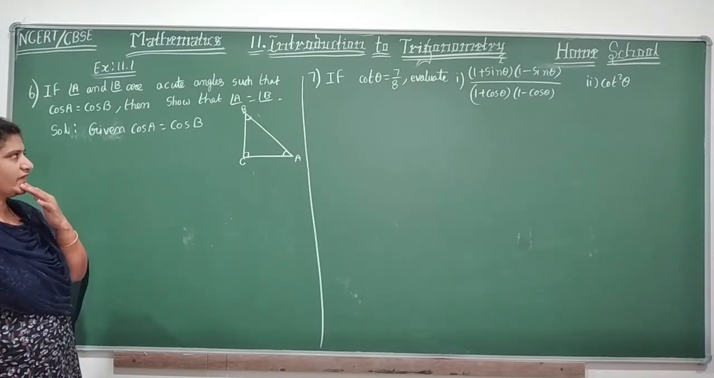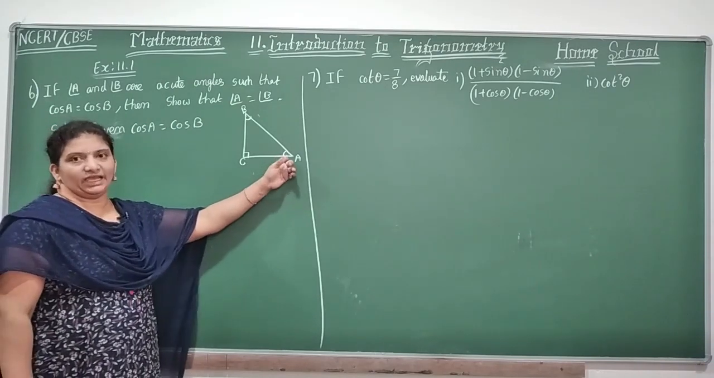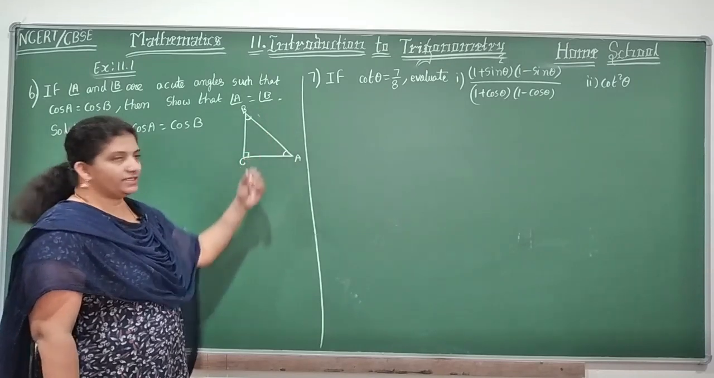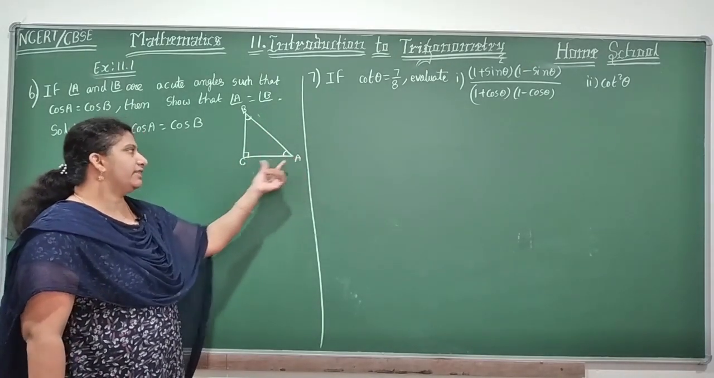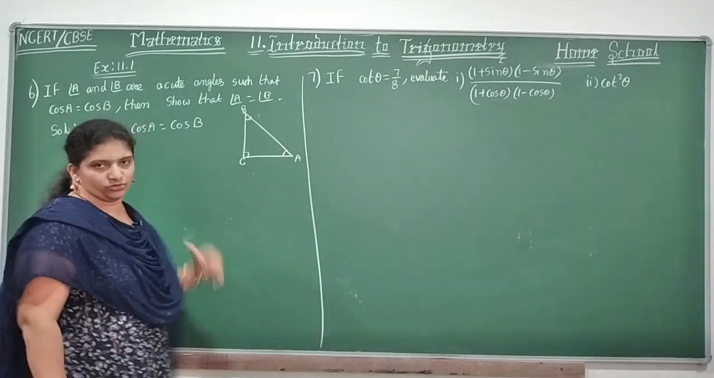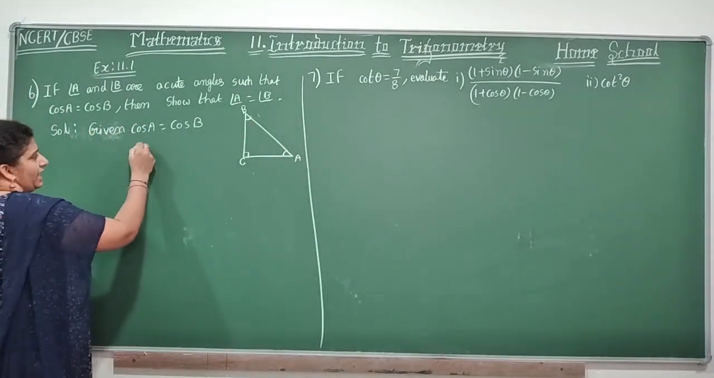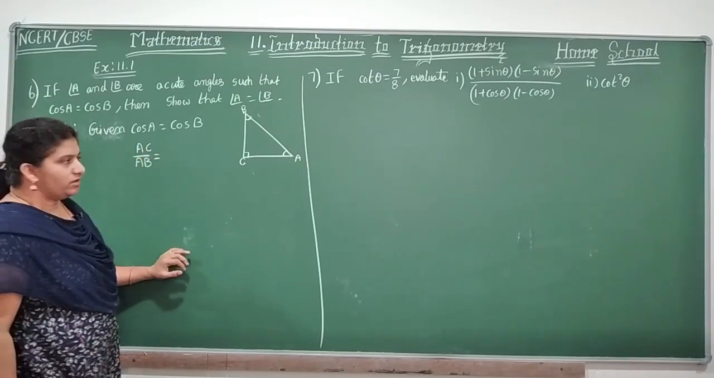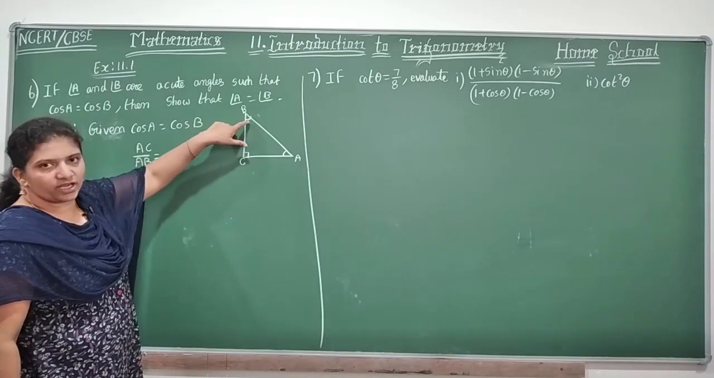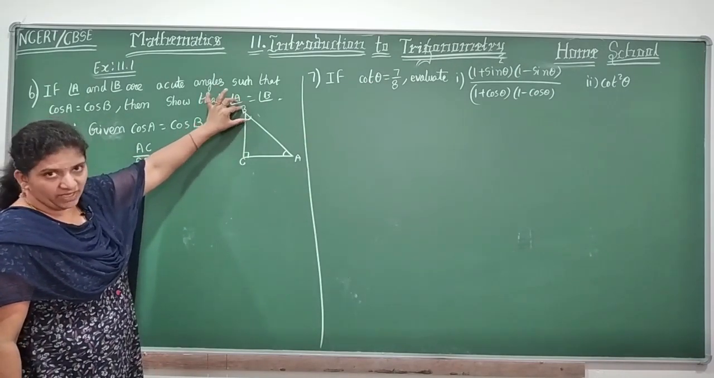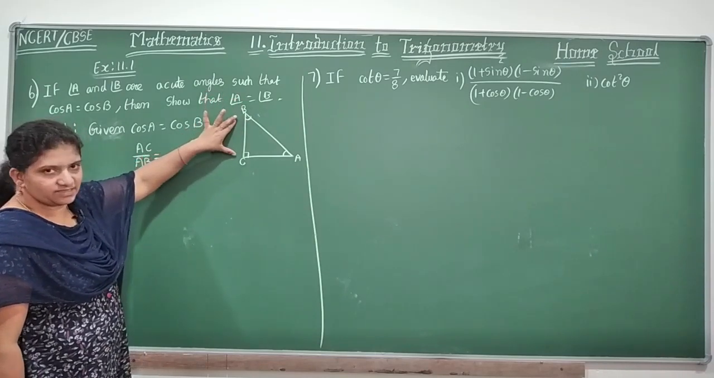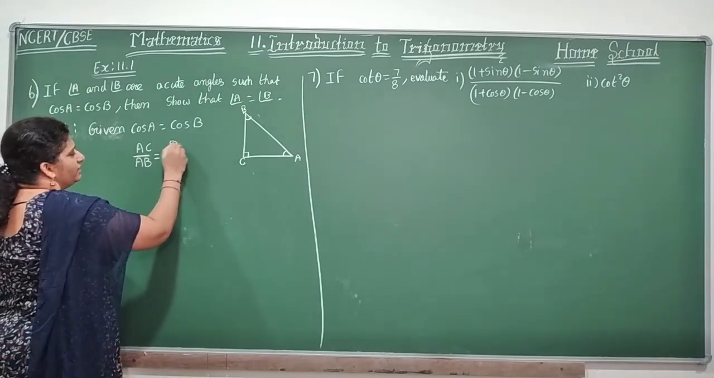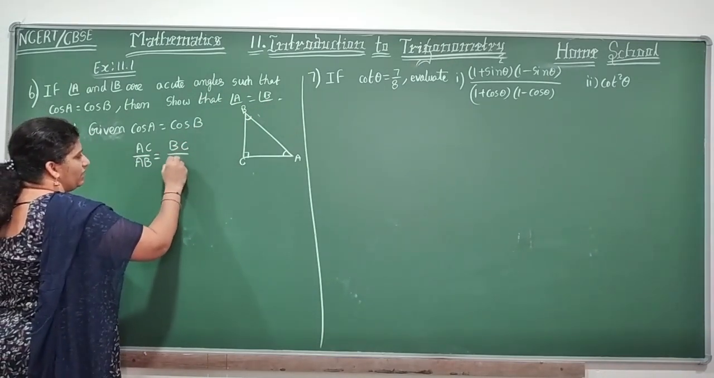What is this cos A? If your angle is at A, what is the cos ratio here? Adjacent by hypotenuse. Cos A is adjacent by hypotenuse. What is that, children? AC by AB. Now, cos B means your acute angle is here. Cos B, for this angle the adjacent is this and the hypotenuse is this. Cos B is BC by AB.